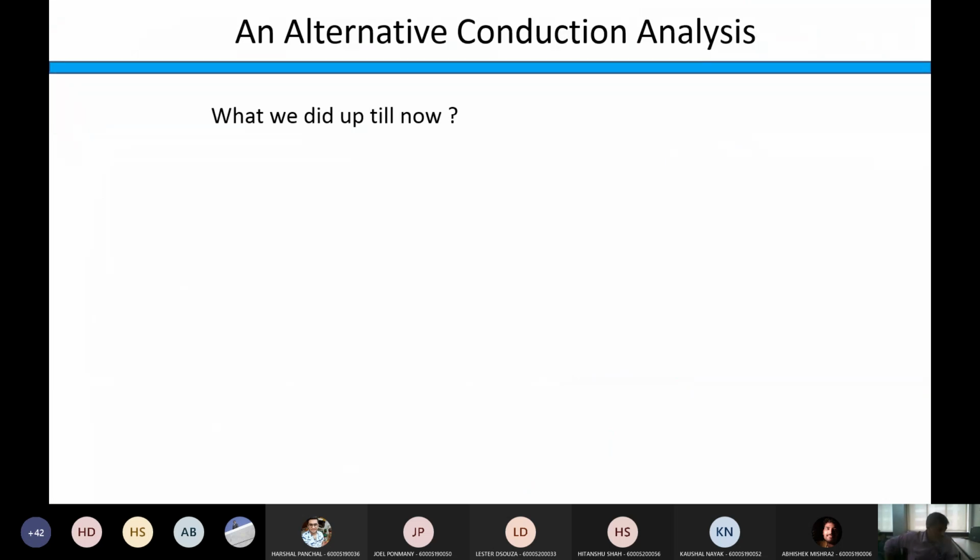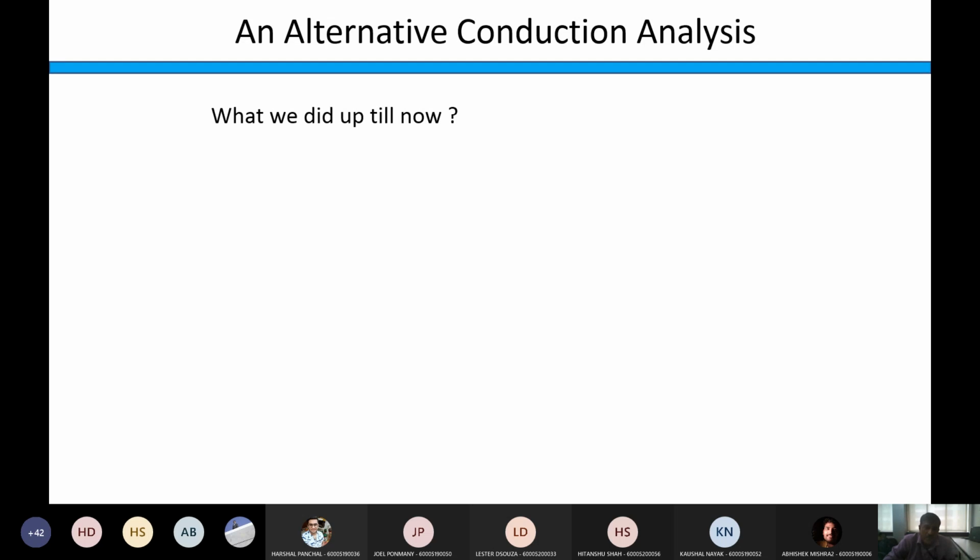Now, what we did up till now is we used one typical kind of approach where we started with the heat conduction equation, then its simplification using the assumptions, and then we used the boundary conditions. First we found the temperature distribution, then we used Fourier's law, and then calculated the rate of heat transfer. This is what we did in the last two cases, right? Plain wall and the hollow cylinder. Now we'll see one more alternate approach.